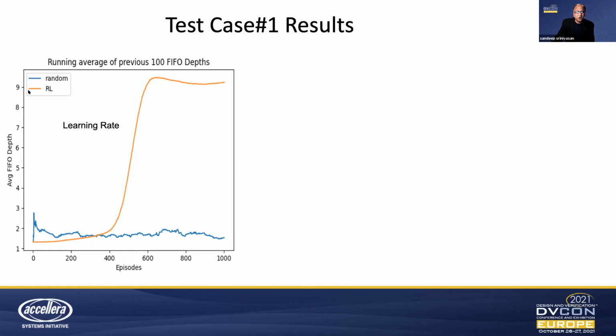So as you can see, the orange line is the reinforcement learning agent. And within 400 episodes, it starts producing average FIFO depths of 9 and above, which is a significant learning in 400 episodes. And then it continues to plateau out a little bit. So now you could say that, yeah, you could probably get high FIFO depths even with random and constrained random, but then you're leaving that to chance. What we were really trying to show here is, can a reinforcement learning agent learn enough to do better than random in a shorter amount of time?